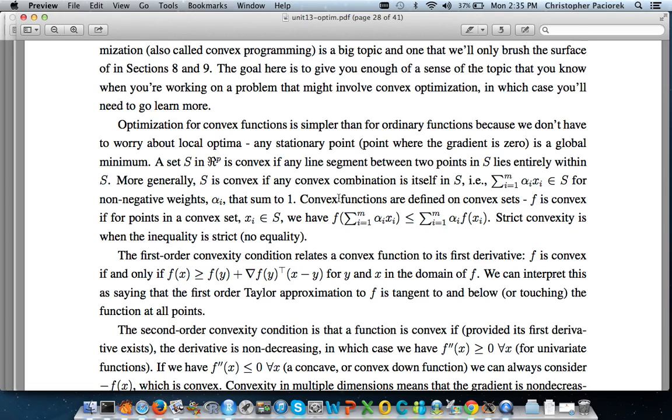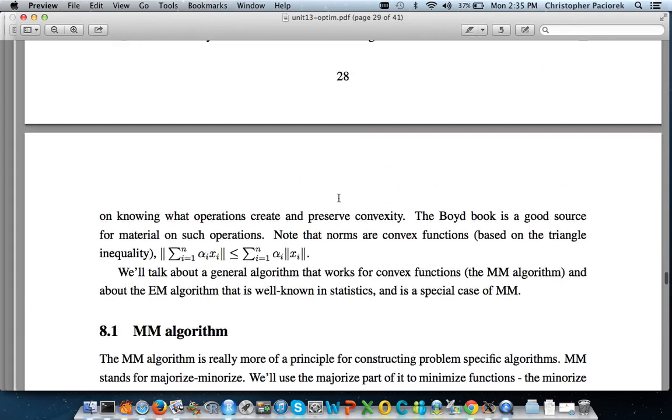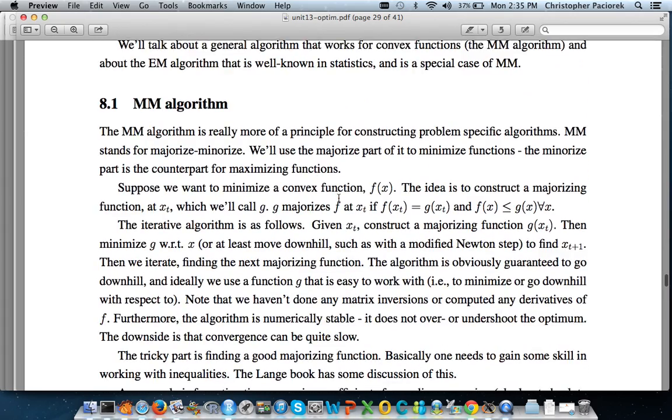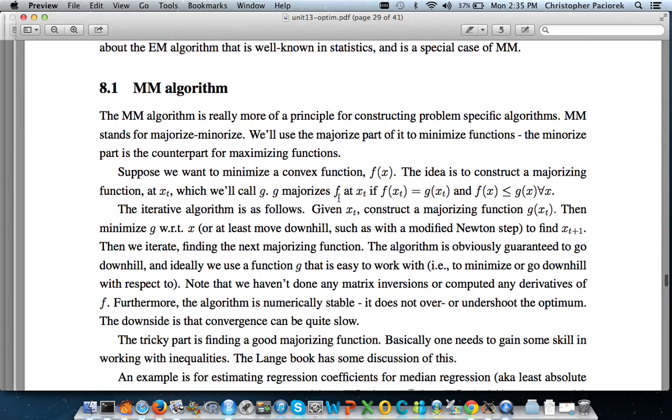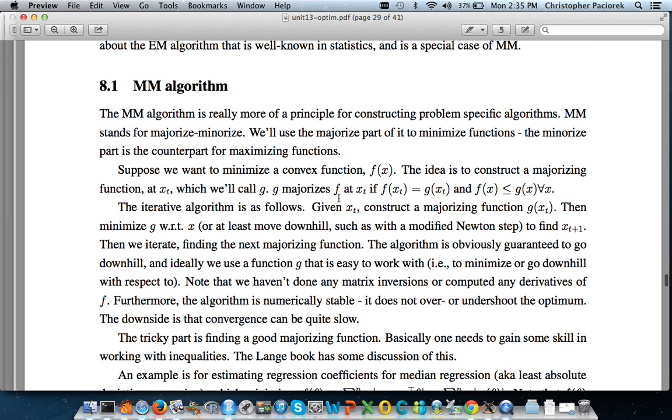Okay, so let's talk a little bit about some methods for working with convex functions. One of them is a cute algorithm called the MM algorithm, which stands for either maximize-minorize, or minorize-maximize, or majorize... Let's see, what is it exactly? I must have written it here. Majorize-minorize, sorry.